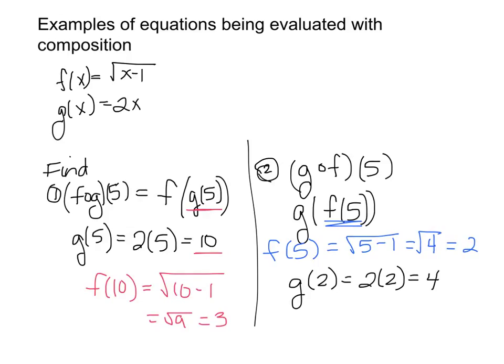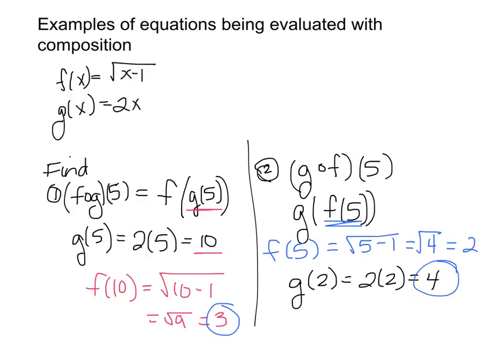So one thing that I want you to be aware of, f composed with g of 5 and g composed with f of 5. Do you see that we got different values in the end? They don't always have to be the same. In fact, most of the time when you do composition, you do not get the same values. So that is something to be aware of.